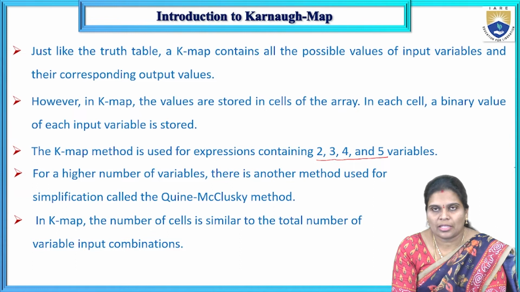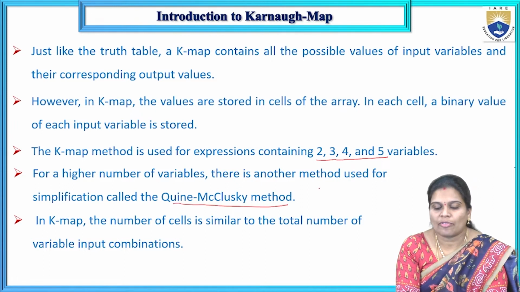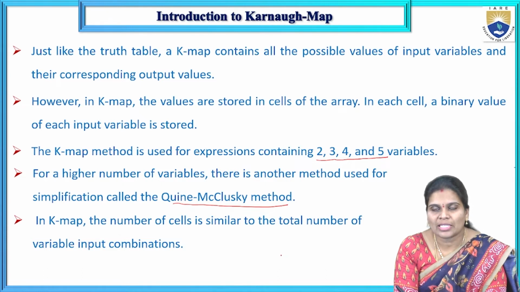the K-map method becomes complex, so we use the Quine-McCluskey method. For more than 5 variables, we use this method. The number of cells is equal to the total number of variable input combinations. The K-map is the graphical representation of that, and the number of cells depends on the number of variables.